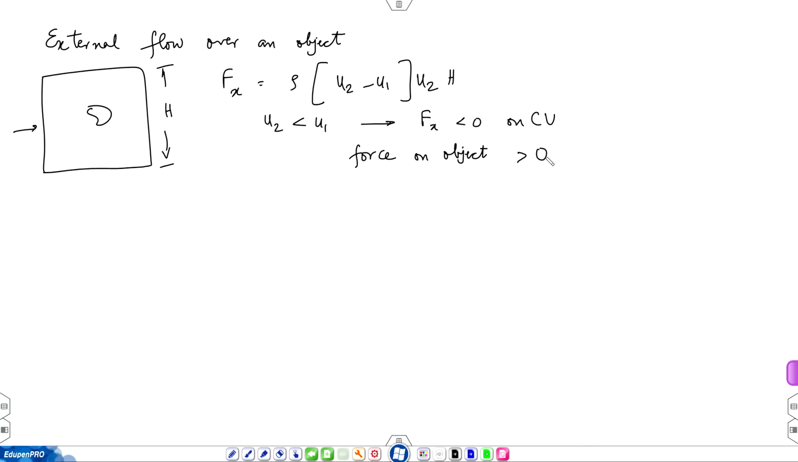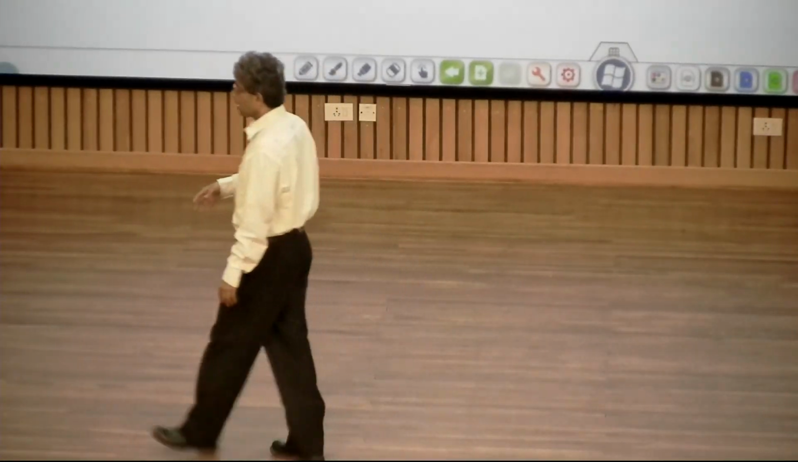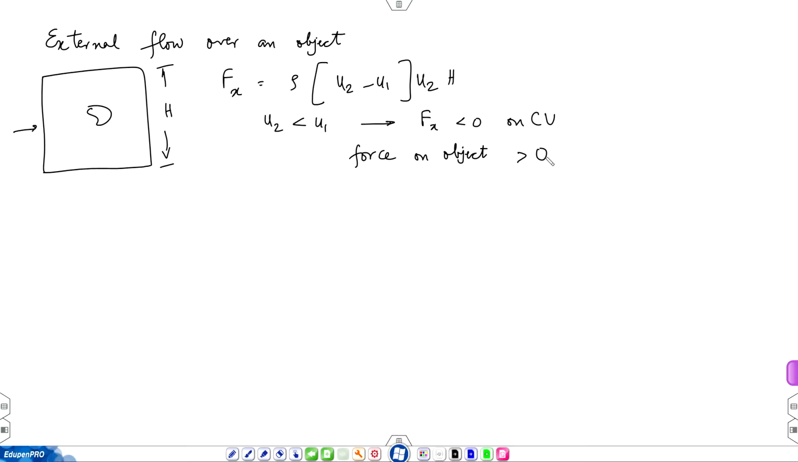So, this equality now holds only when you take the side walls to be the side boundaries. You construct the C v appropriately, so that the side walls are far field undisturbed. So, let us say this is P 1 and this is P 2, and suppose P 1 is not equal to P 2, then you will have to write the force acting on the control volume localized on the object plus P 1 minus P 2 times h will be equal to rho times u 2 minus u 1 times u 2 h.